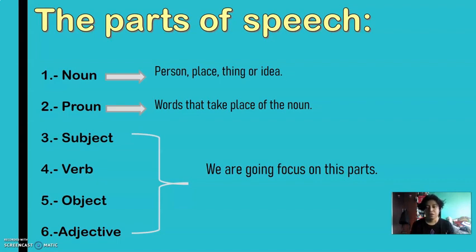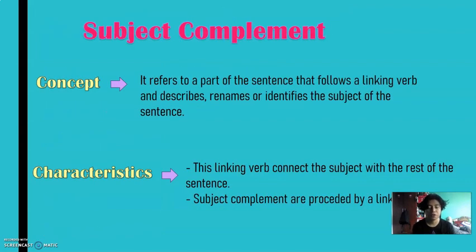To start, number 1 is the subject complement. What is the subject complement? We have a little concept. It refers to a part of the sentence that follows a linking verb and describes, renames, or identifies the subject of the sentence. And we have characteristics: the linking verb connects the subject with the rest of the sentence, and the subject complement is preceded by a linking verb.